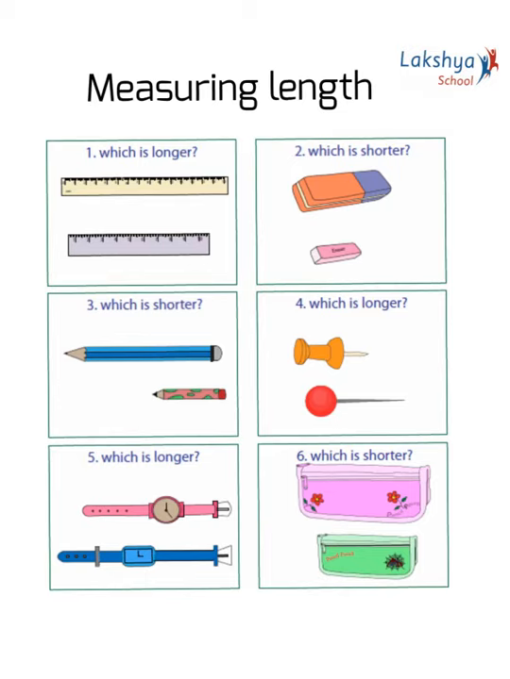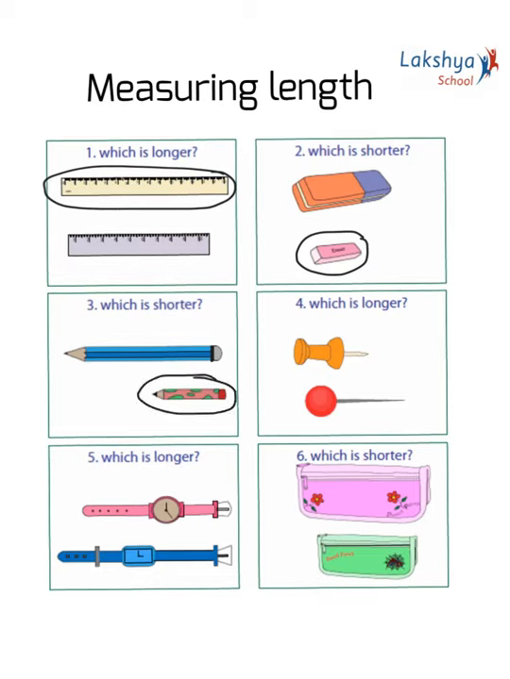Let's compare the objects. Here, which is longer? The scale over here or the scale? When you see that this is longer compared to the one in gray, so I will be circling the longer one. Which is shorter out of the two erasers? I see that this is shorter. Which is shorter of the two pencils? The colorful one over here is the shorter one.